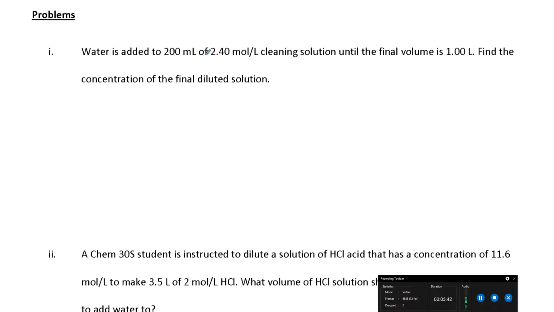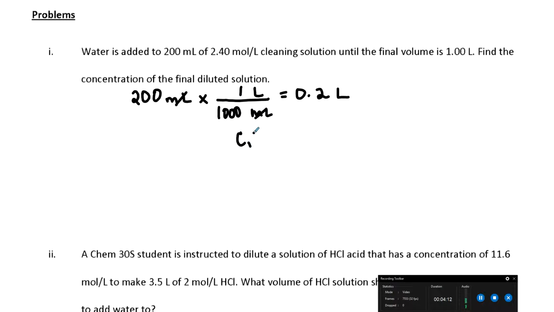A few things before we can start. Because our concentration is in moles per liter, our volume has to be in liters. So the 200 milliliters, you can convert it in your head, but I'll do this one by writing it all out. We divide by 1,000, and that gives us 0.2 liters. Here's our formula. We might want to make a list and figure out what we have in the question.